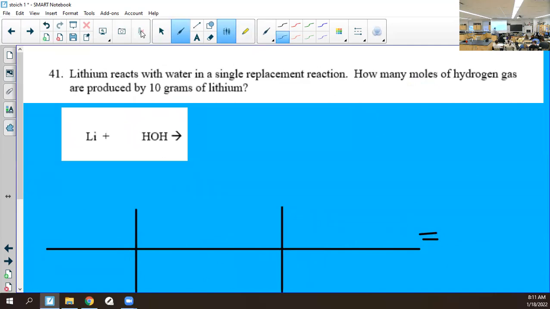Lithium, ooh, that's out there. Lithium reacts with water in a single replacement reaction. How many moles of hydrogen gas can be produced by 10 grams of lithium? Did I read all that right? Let's fall on that screen. Okay, so the first step is to always balance the reaction, which will be a struggle for a lot of you. So I'll help you. LiOH plus H2. If I let you do this on your own, you forget that too sometimes.